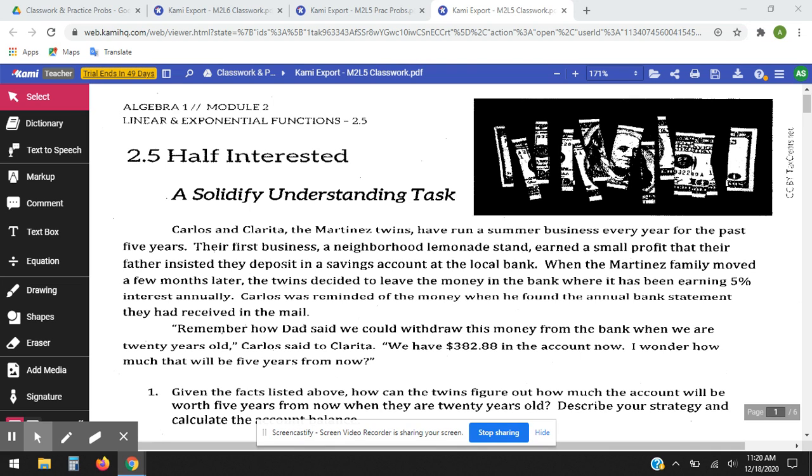Hi, this is Algebra 1, Module 2, Lesson 5, Half Interested. So here we're building off of what we learned about those geometric means in Lesson 4.